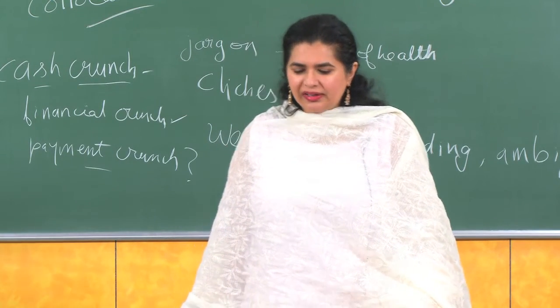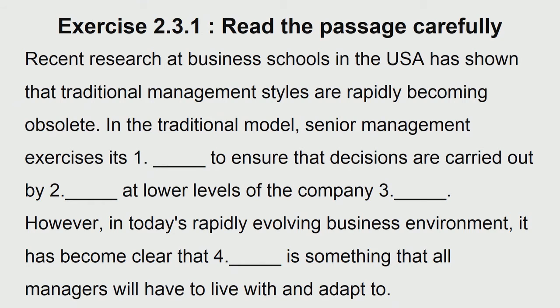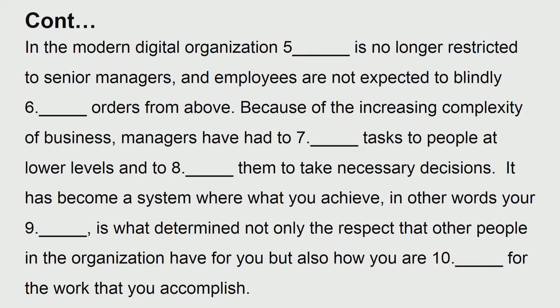Now, let us move on to another exercise and read the passage carefully. Recent research at business schools in the USA has shown that traditional management styles are rapidly becoming obsolete. In the traditional model, senior management exercises its dash to ensure that decisions are carried out by dash at lower levels of the company. Dash, however, in today's rapidly evolving business environment, it has become clear that dash is something that all managers will have to live with and adapt to. It's continued. In the modern digital organization, dash is no longer restricted to senior managers, and employees are not expected to blindly dash orders from above.